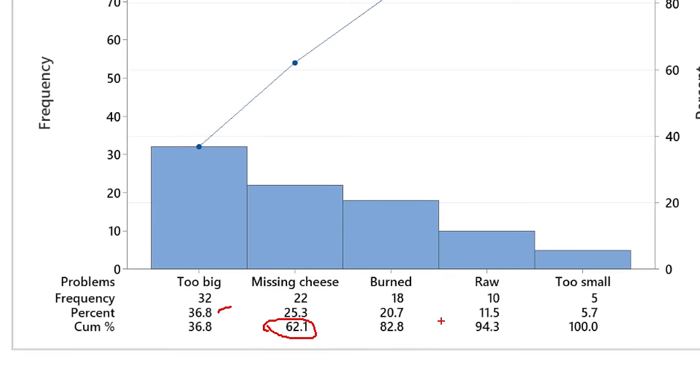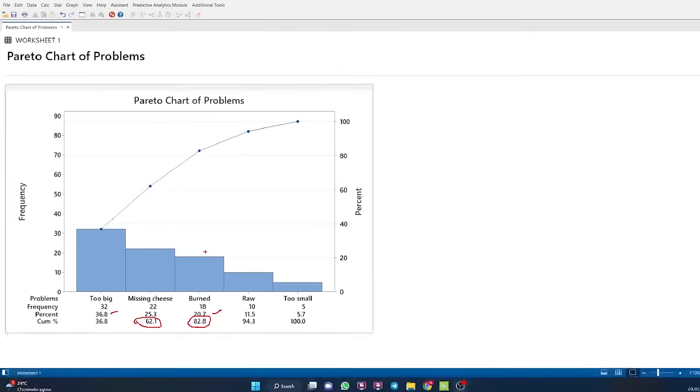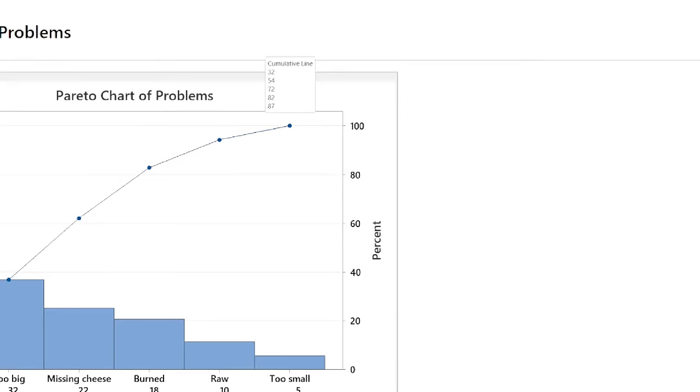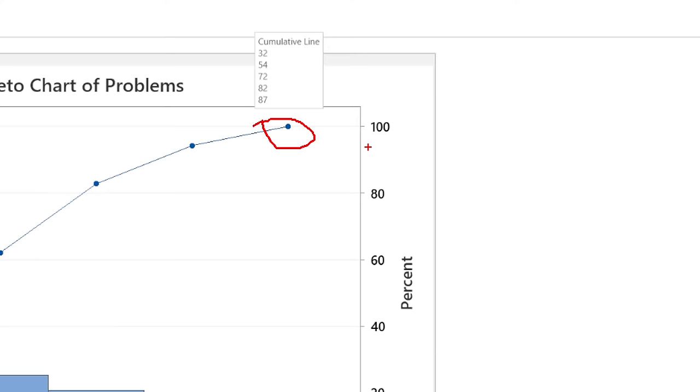Burnt cheese bread, only 20.7%. And if I add that to the 62.1, I'll have 82.8, yeah? And always this curve here, the cumulative percentage, will add up to 100%, always.